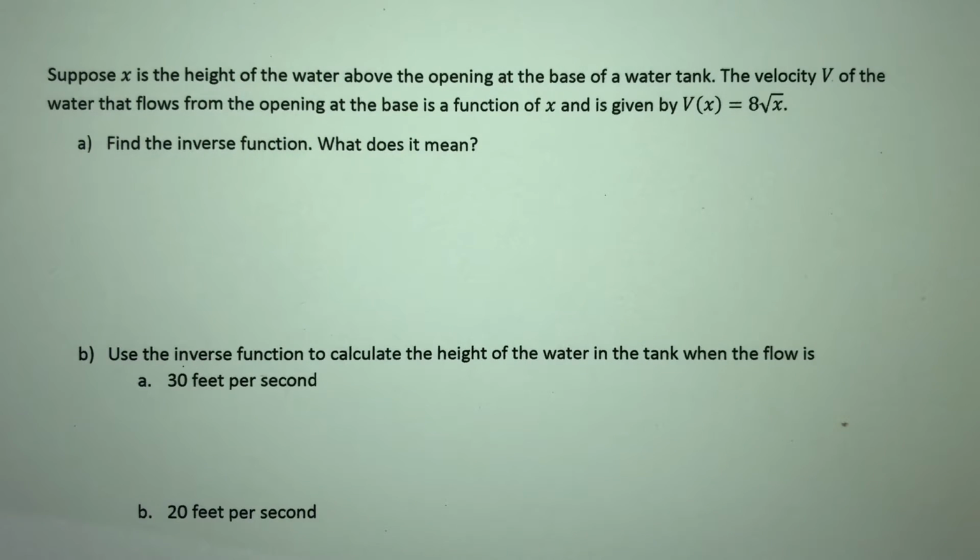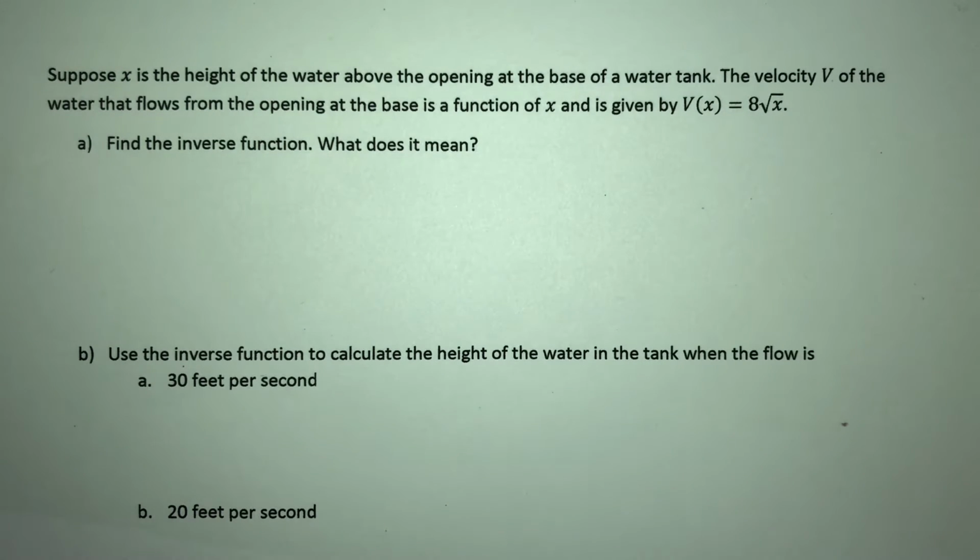This is part 5 of section 1.7, an application problem. Suppose x is the height of the water above the opening at the base of a water tank. The velocity v of the water that flows from the opening at the base is a function of x and is given by v of x is equal to 8 times the square root of x. Find the inverse function, and what does it mean?